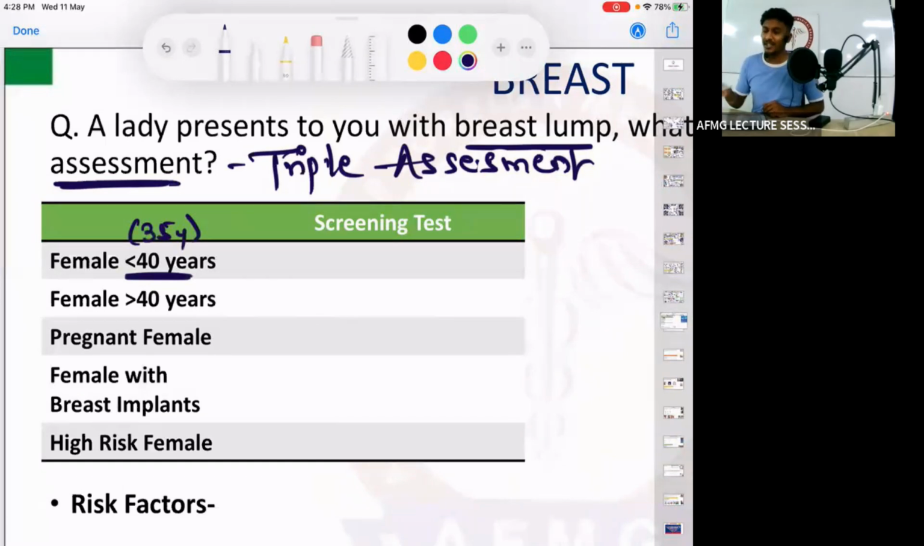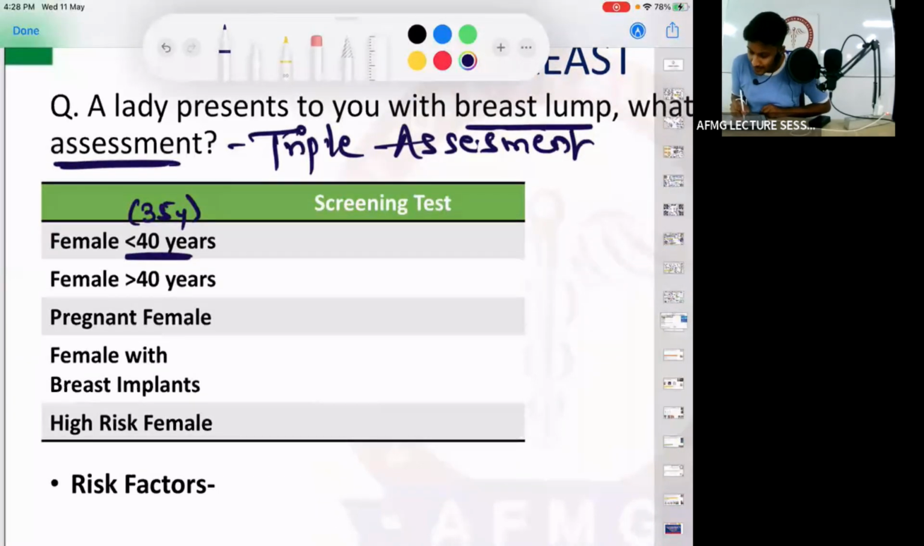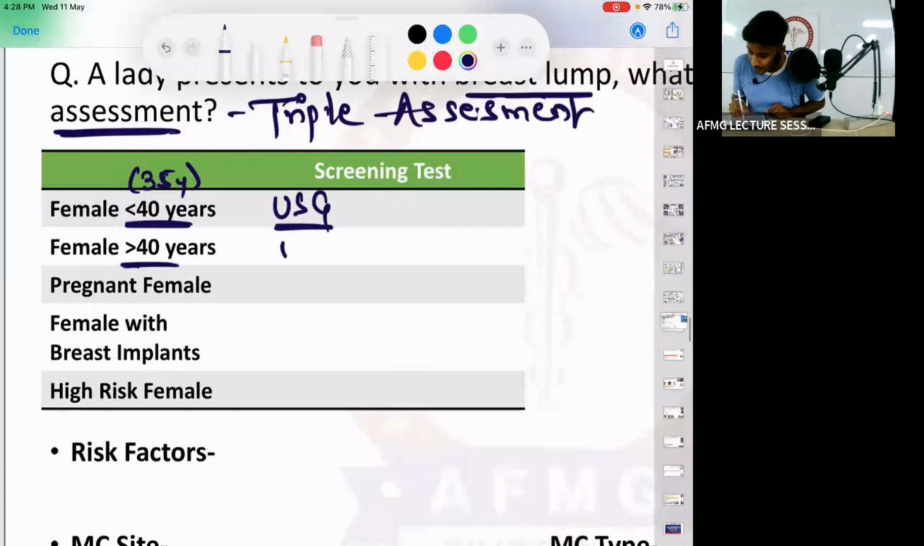ठीक है. So usually less than 40 में बोल दो, less than 40 it is, because the breast tissue would be dense. More than 40 it is mammography.